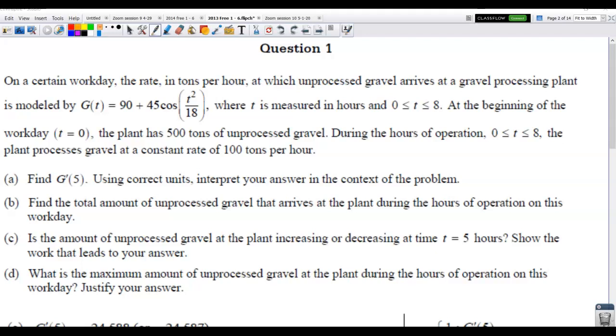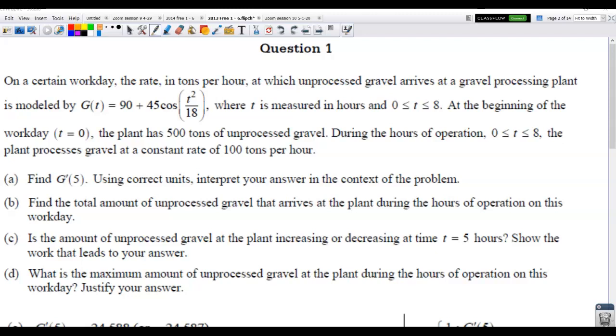We're going to take a look at the 2013 free response questions 1, 2, and 3. Questions 1 and 2 do allow the use of a calculator, while question number 3 does not allow the use of a calculator. Let's begin by reading the prompt and identifying the key terms, and then we'll look at the questions and see how we use those key terms to answer the questions.